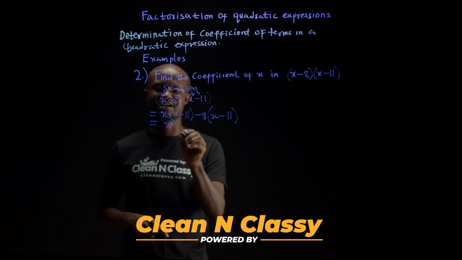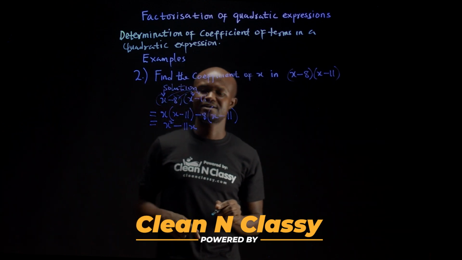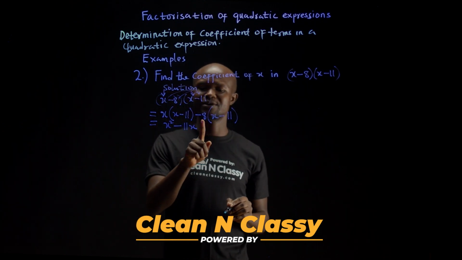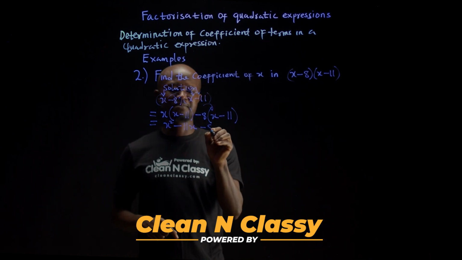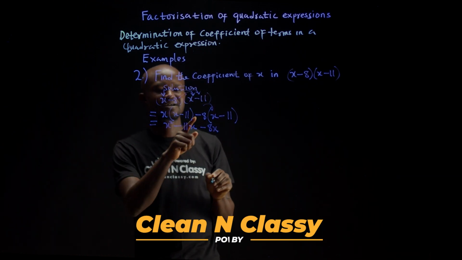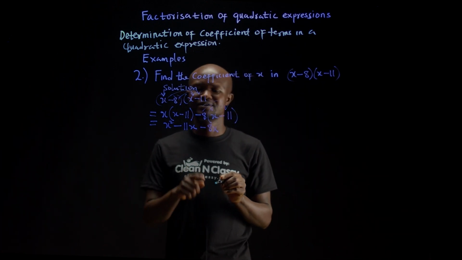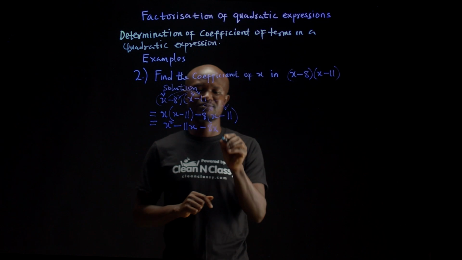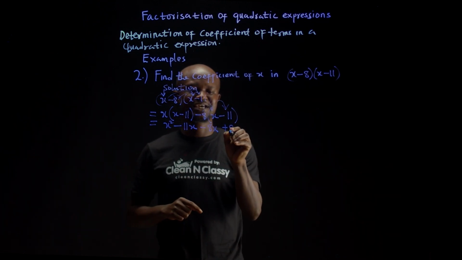Now, expanding the bracket, x times x, we have x squared. x times minus 11, we have minus 11x. Now, minus 8 times x, what do we have? Minus 8x. Now, minus 8 times minus 11. Minus times minus is what? Plus. Then 8 times 11 is what? 88.